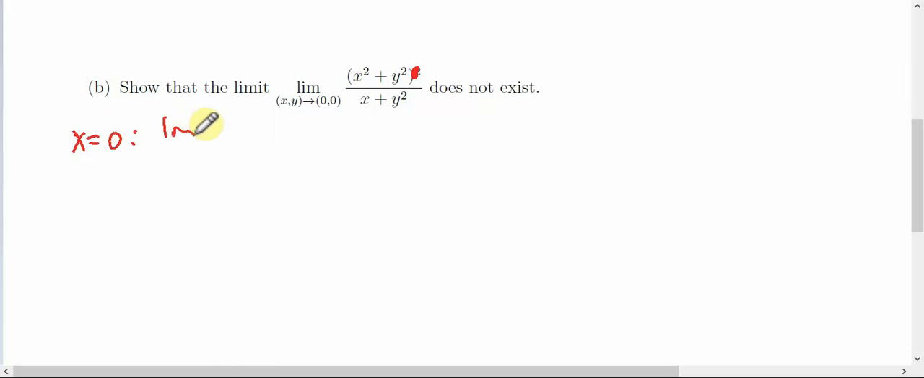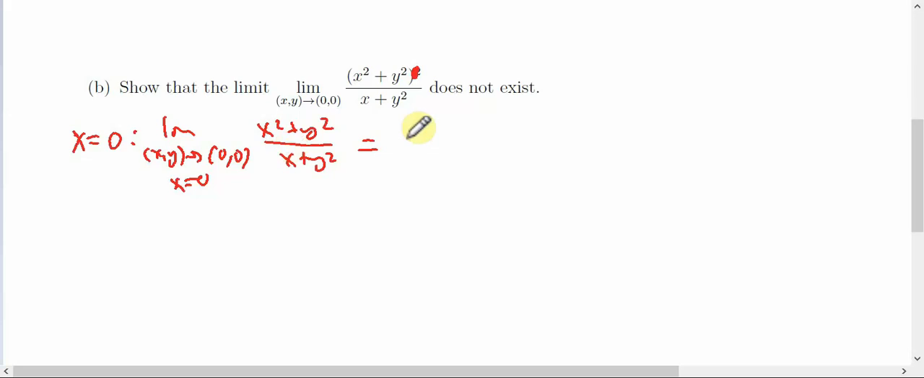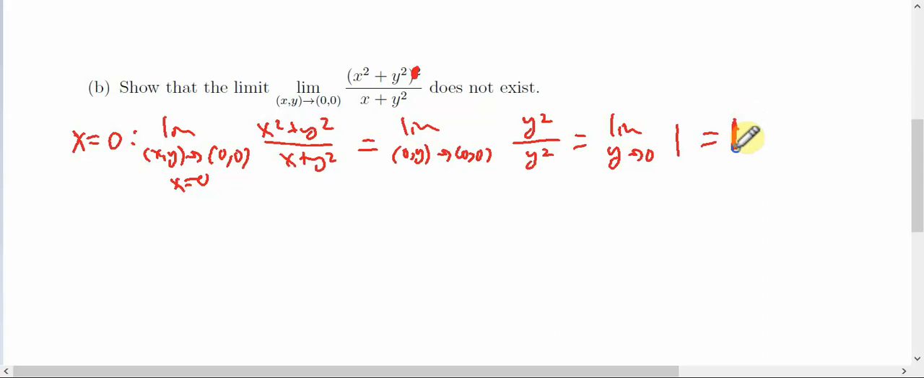Along that path, I get the limit x, y goes to 0, 0. Along the path of x equals 0, x squared plus y squared over x plus y squared. Well, when x is 0, like I said, it's just going to knock out those. I'm going to put a 0 everywhere that x appears in my situation here. So I get 0, y going to 0, 0. And this top is going to be 0 squared plus y squared. Bottom is going to be 0 plus y squared. That's just 1. And so this limit can be written as the limit as y goes to 0 of 1, which is 1.